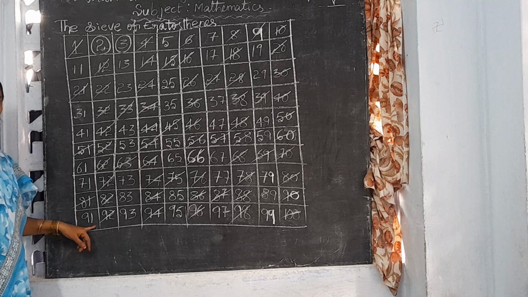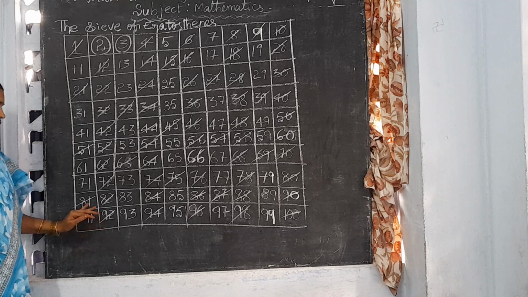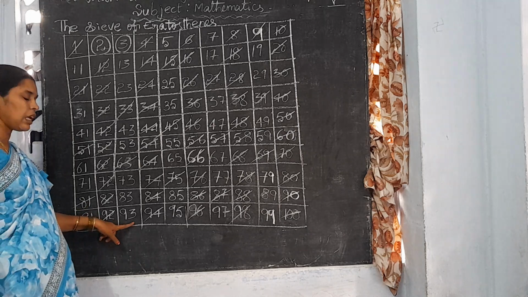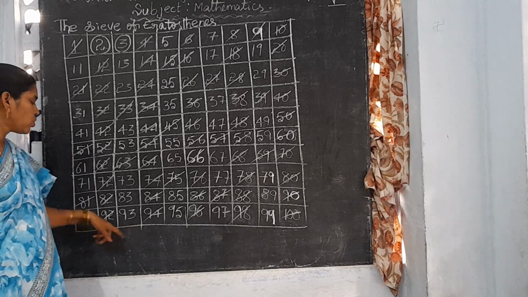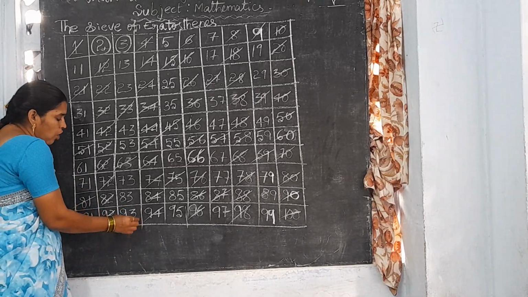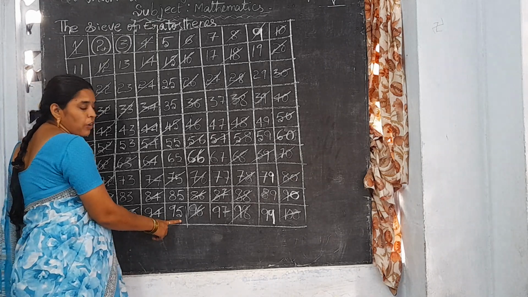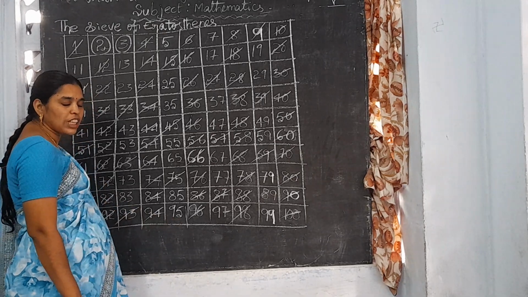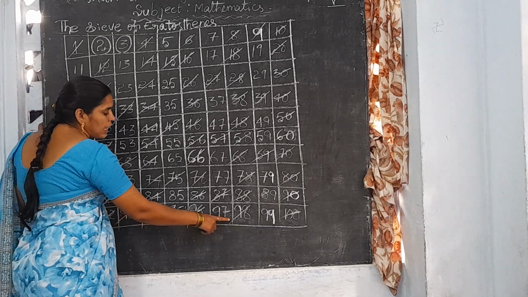9 plus 1, 10. Is 10 divisible by 3? No. So leave this number. 9 plus 3, 12. Is 12 divisible by 3? Yes. So 3 is a factor of 93. So strike out. 9 plus 5, 14. Is 14 divisible by 3? No. Leave 95. Then you go to the 97.